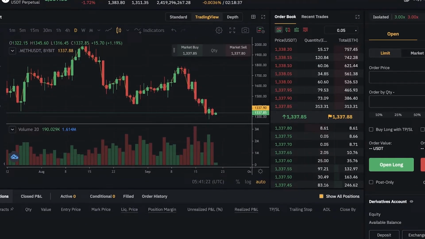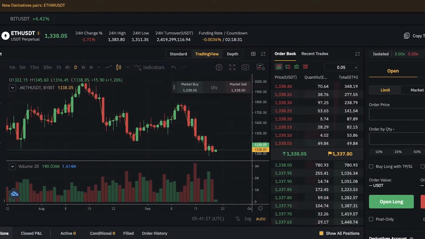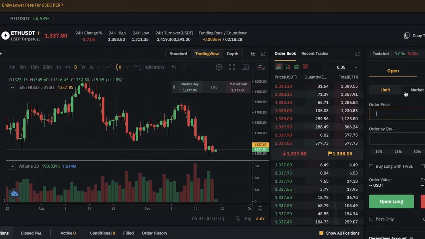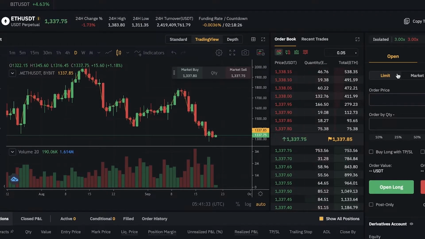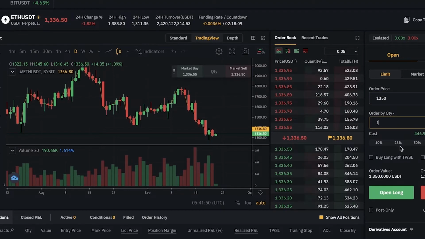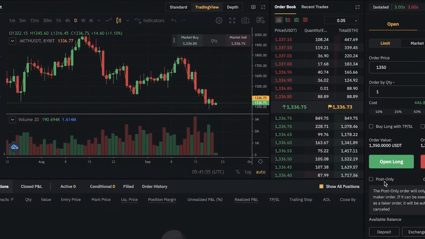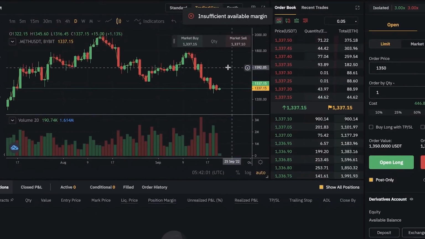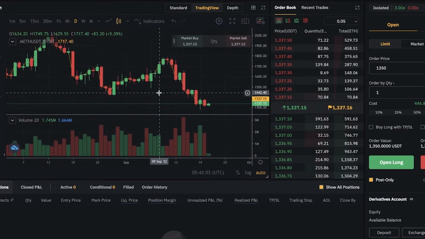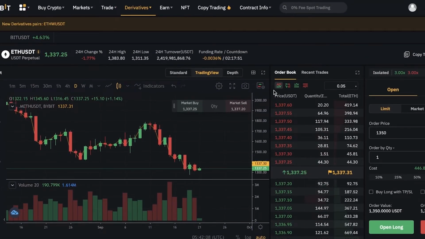Now, you can see over here, if we go back into our trading platform, let's say just for a sample order, I want to put in a market trade, a limit trade, and I expect the price to go up. So I want to put in a trade which is 1350, and I will put in 1 Ethereum. And I don't want to put in the take profit stop loss, and I want to go on ahead and open long over here. And now you can see I currently don't have balance in my account. This is just a sample trade, but so on and so forth. You can place your own futures trades as well.